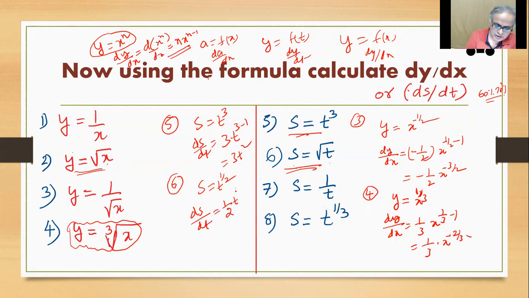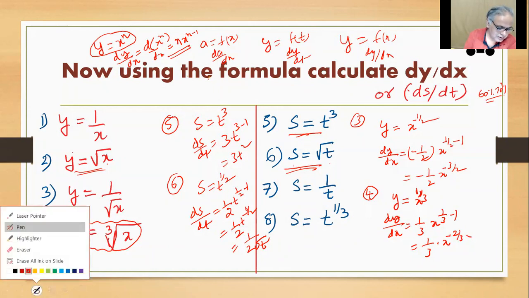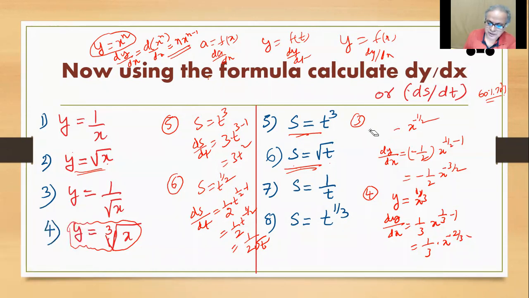Half into t to the power half minus 1, isn't it? So half into t to the power minus half, or 1 by t root t, if you want to write. So actually, I should not do all this. You should tell me. This is for your practice.